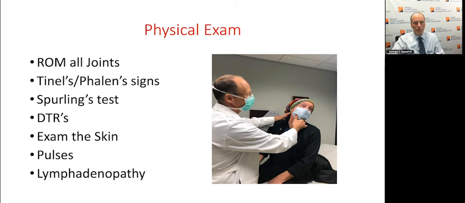Deep tendon reflexes in the upper extremities: biceps, brachioradialis, and triceps, and I'll get more into that. Examine the skin. Like I said before, I've seen things like herpes zoster. I once found a tick on someone, and they had Lyme disease. The pulses, I always palpate at least the radial pulse. If I suspect thoracic outlet syndrome, I'll do an Adson's test. I look for lymphadenopathy.